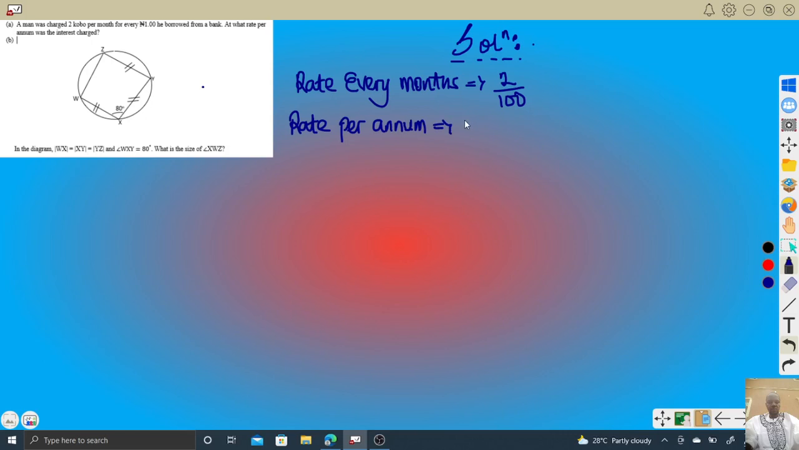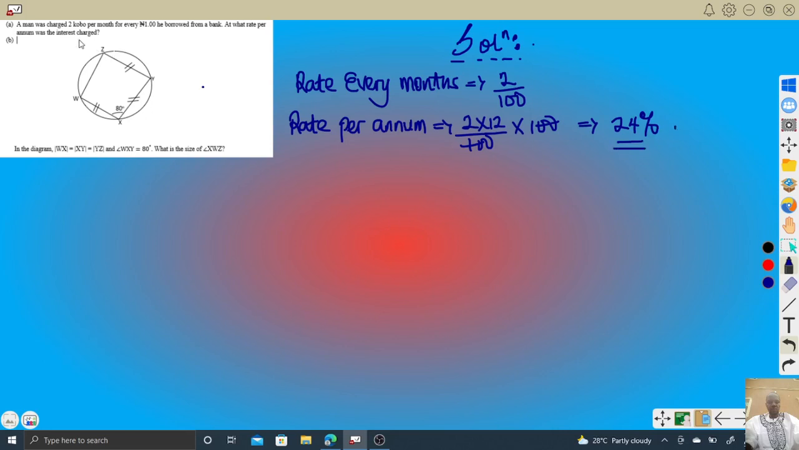So it will be 2 times 12/100 divided by 100 again, which will now turn to times 100/1. So this is basically 100 gets cancelled out. 2 times 12 is 24% per annum. So that's the amount it is being charged per annum.